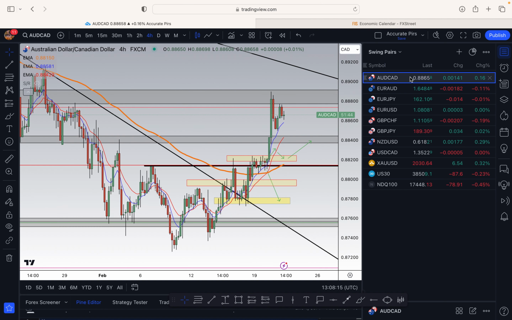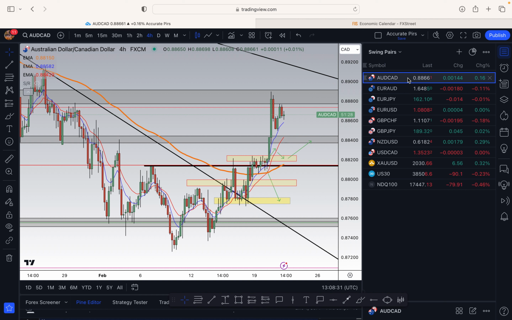Like we do every week, we always start off with AUD CAD. On my right, you can see all of the pairs that I like to trade every week. Specifically, these are the pairs that I normally find consistent win rates on. So we're going to start with AUD CAD.